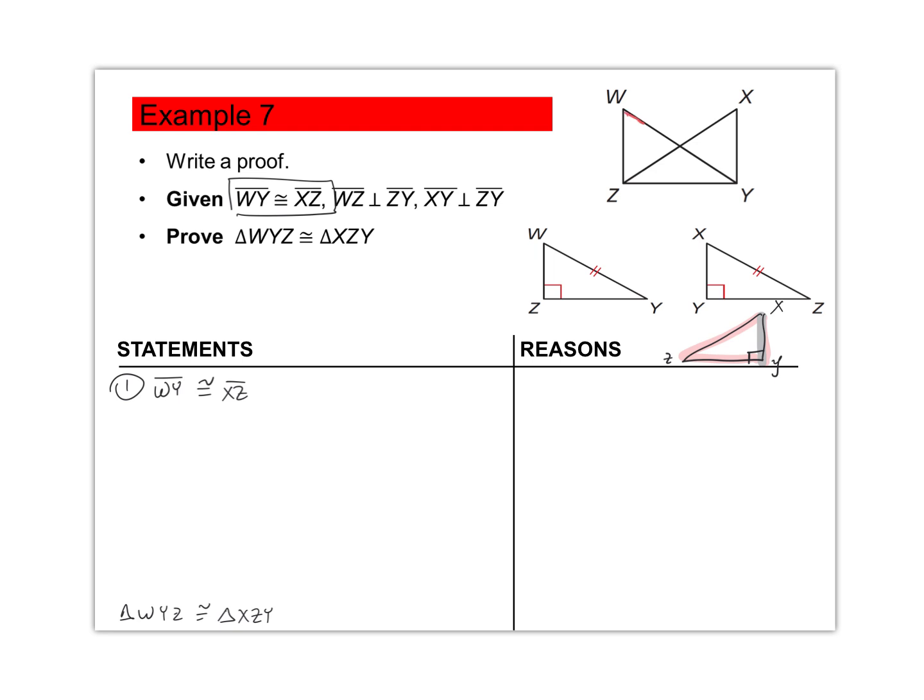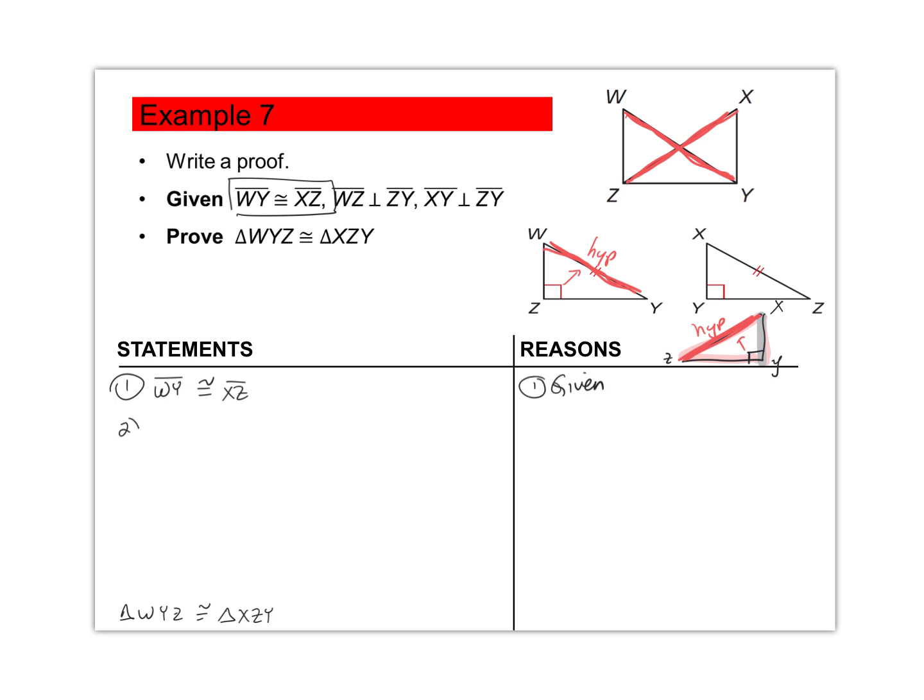WY, it's this diagonal, is congruent to XZ. So these two lines in red are equal to each other. In my separate pictures, I know that it's this and this one. It's the two diagonals. Notice that it's also the hypotenuse here, and it's the hypotenuse here. So my reason for this one is obviously just given.